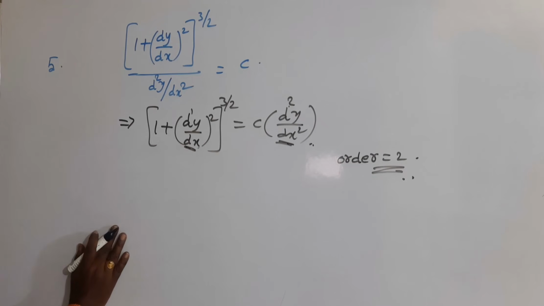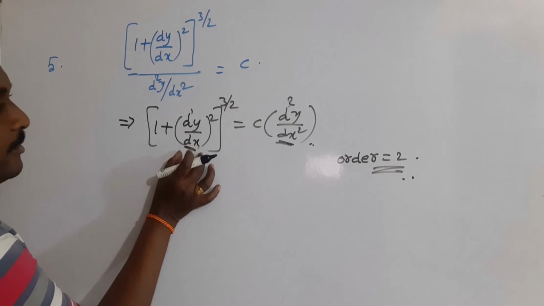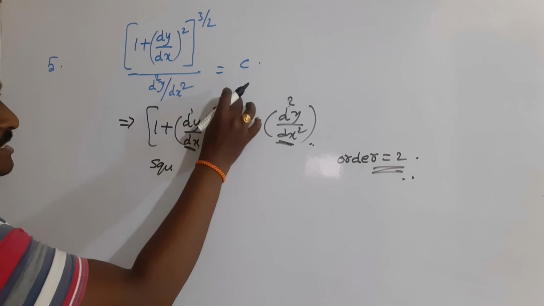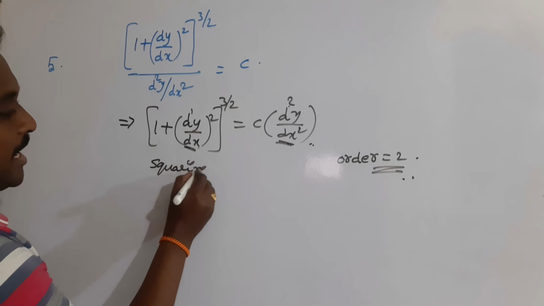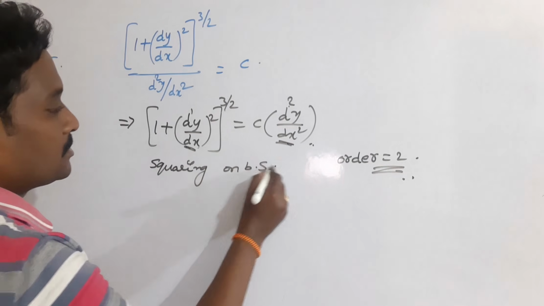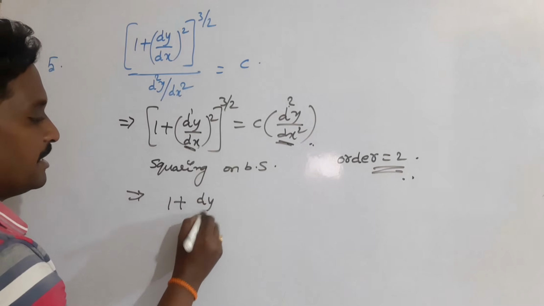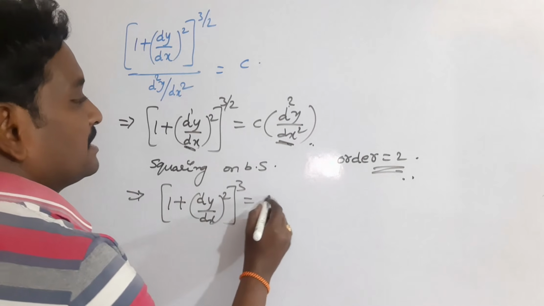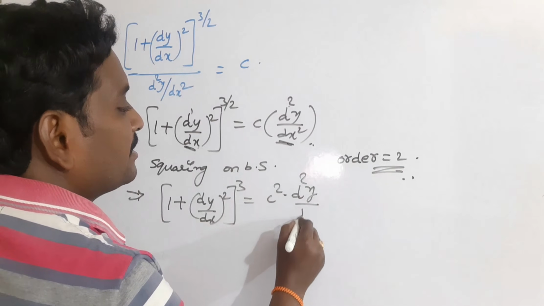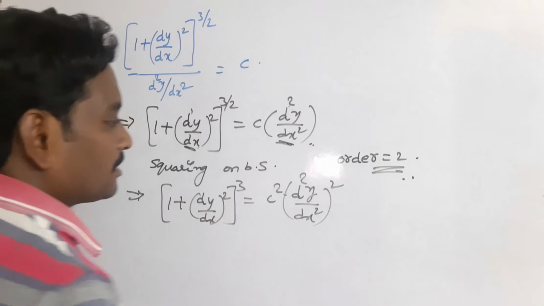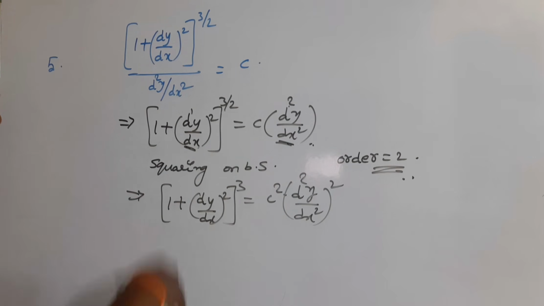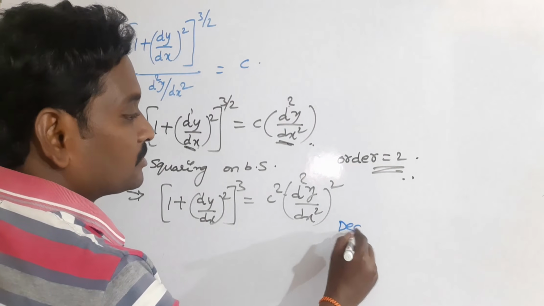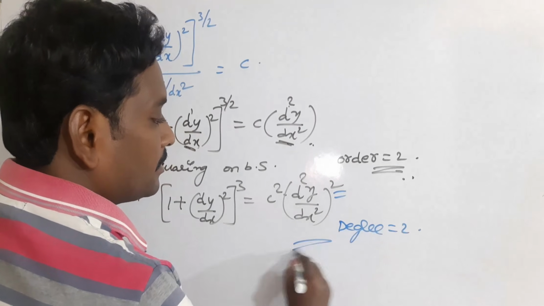But we can't decide the degree directly here because one derivative occurs in the radical power. So squaring on both sides, to eliminate this type of powers, I am squaring on both sides. So you will get 1 plus dy by dx whole square whole cube is equal to c square d square y by dx square whole square. Now clearly we are observing that the power of highest derivative involved in this equation is 2. That's why degree is 1. Sorry, degree is 2.